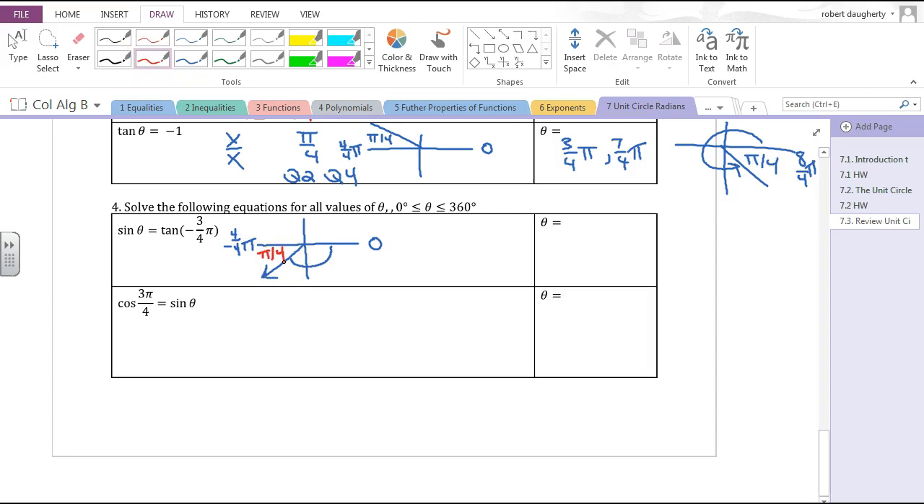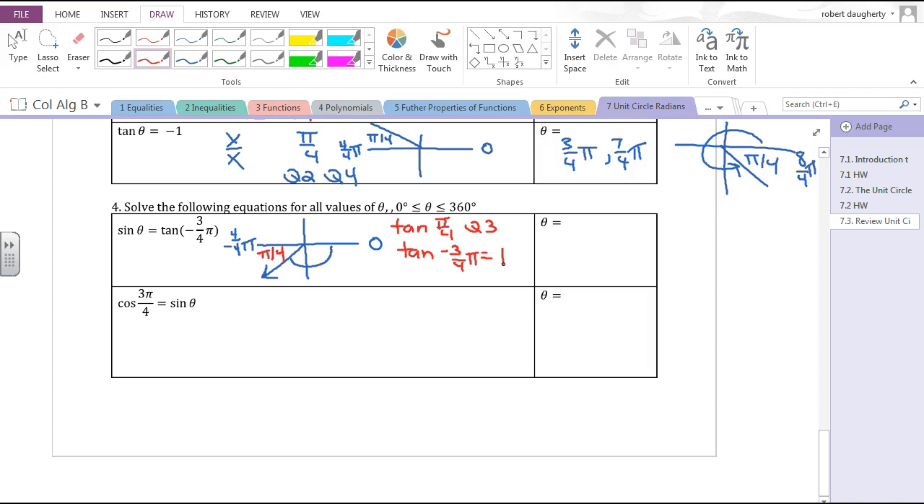So what's the tangent of pi over 4 in quadrant 3? So use my unit circle to figure out the tangent of pi over 4 in quadrant 3. Tangent of pi over 4, y over x, that's 1 on the unit circle. In quadrant 3, it is positive. So tangent of negative 3/4 pi is 1.